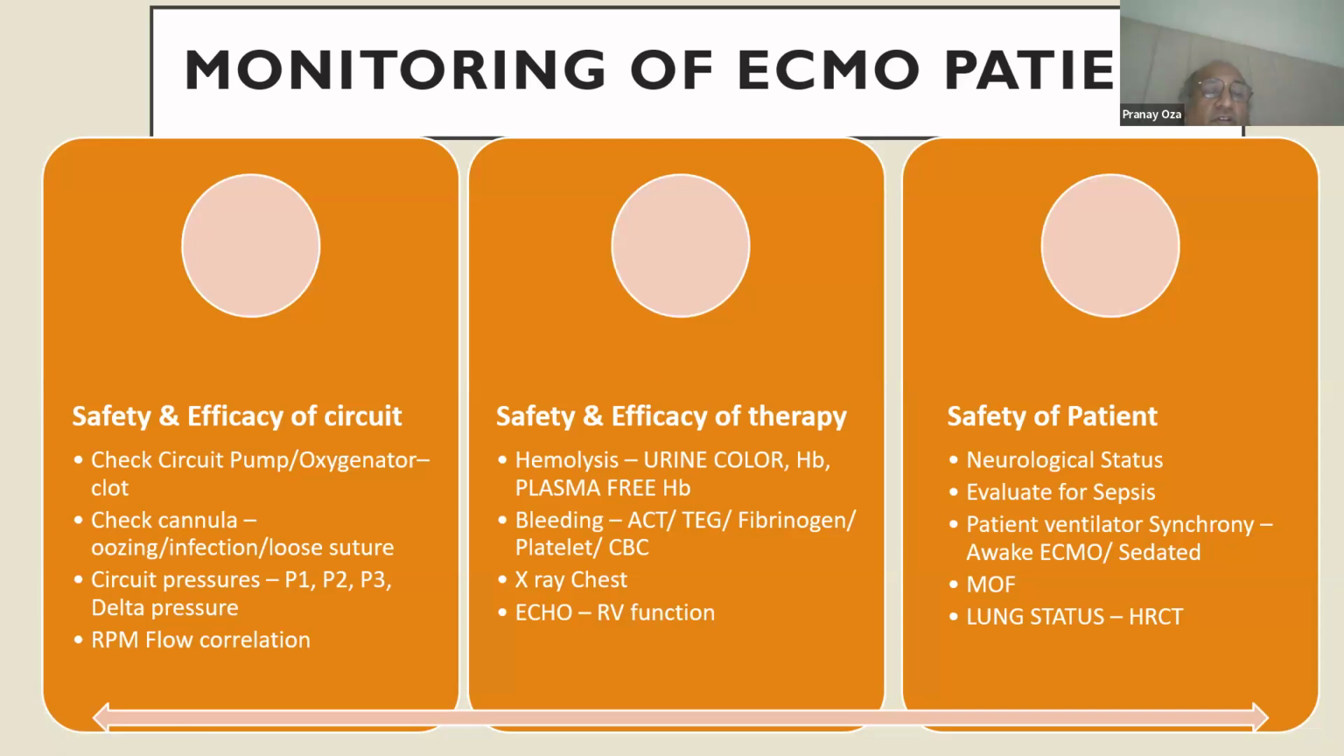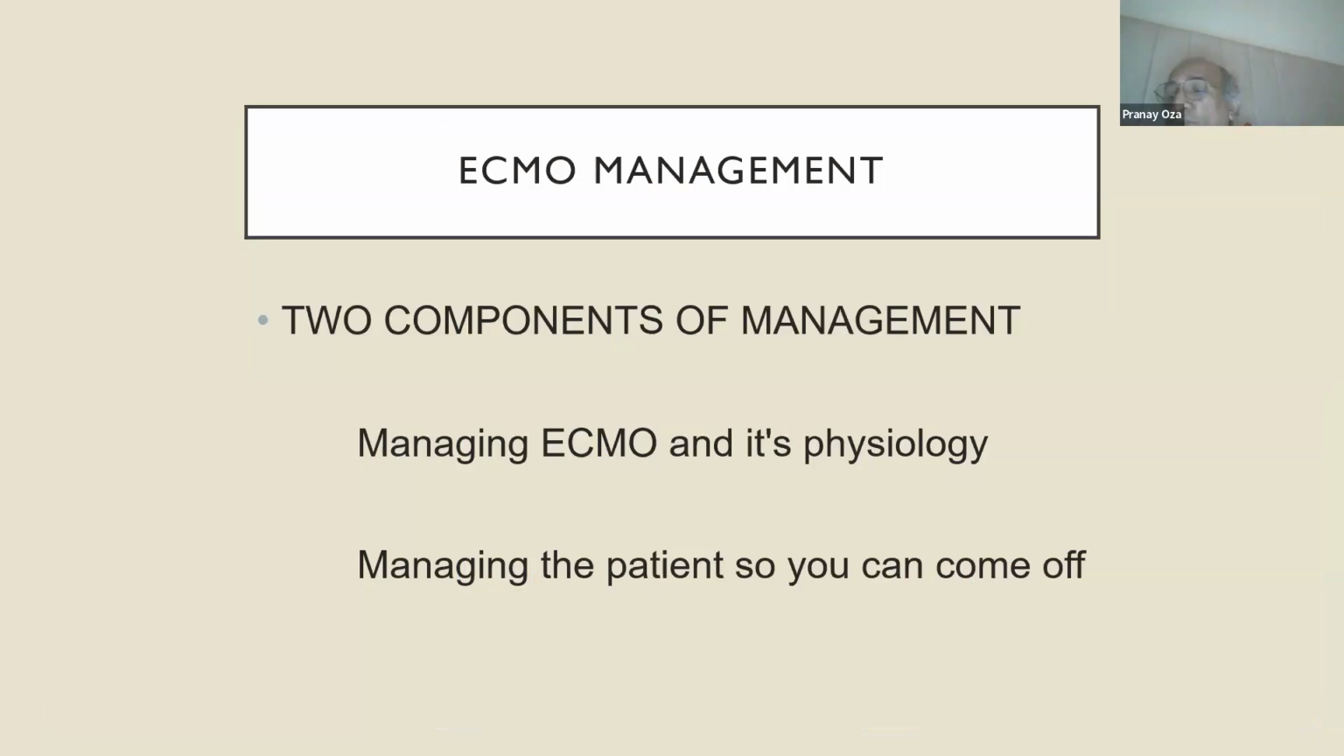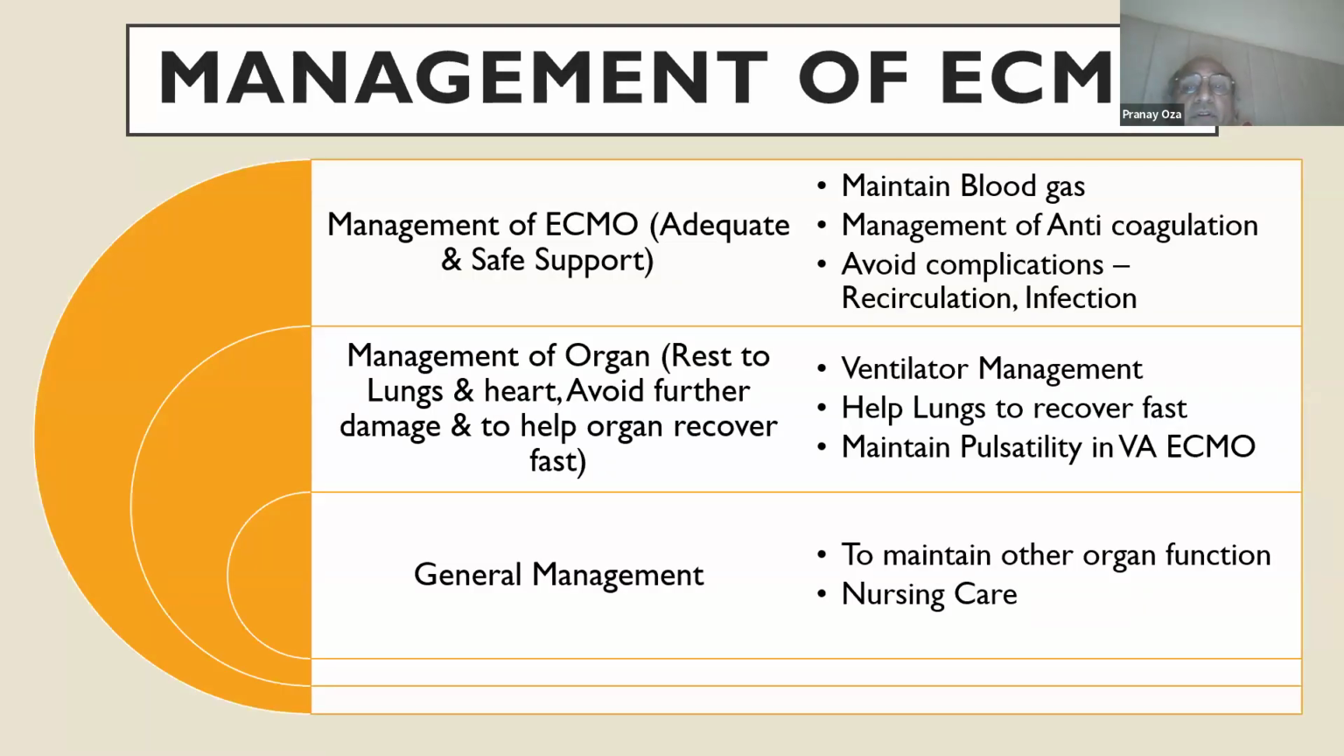So I think I already discussed this yesterday: the safety and efficacy of the circuit, how you will monitor the safety and efficacy of the therapy and the safety of the patient in general. When you have to manage a patient on ECMO, there are two components of management. One is you have to manage the ECMO and its physiology so that it does not become harmful to the patient. And second is managing the patient so the organ recovers and you can come off the ECMO as early as possible.